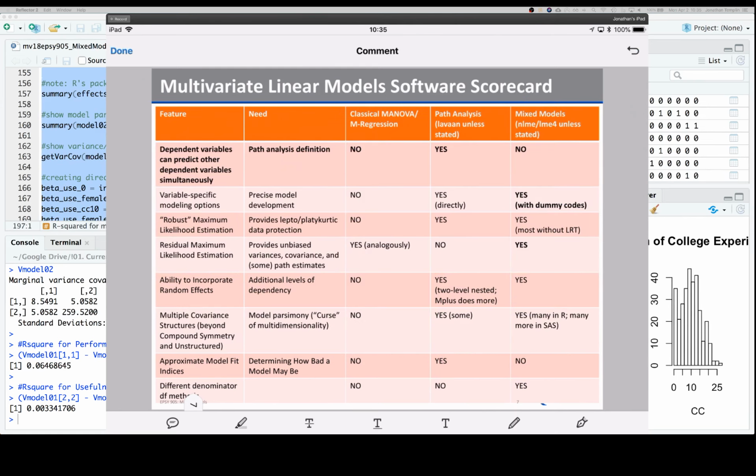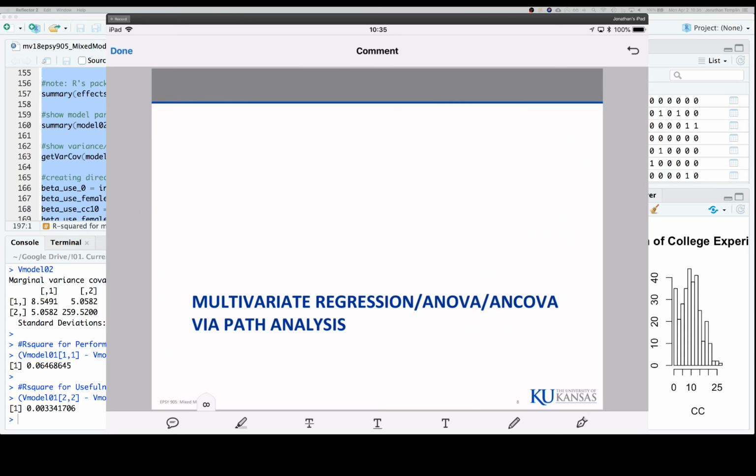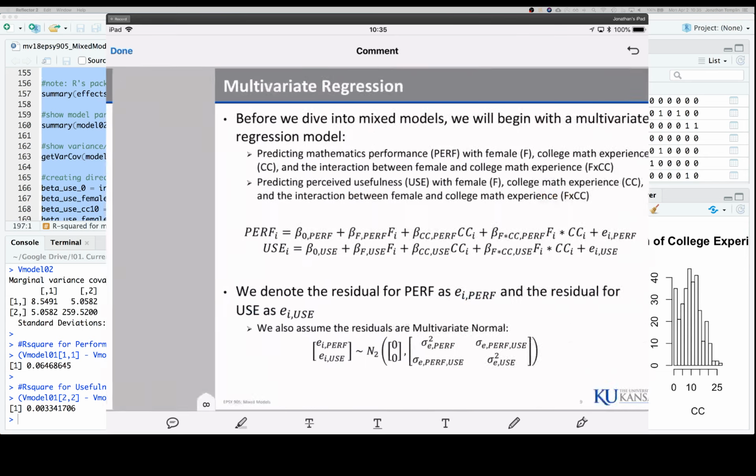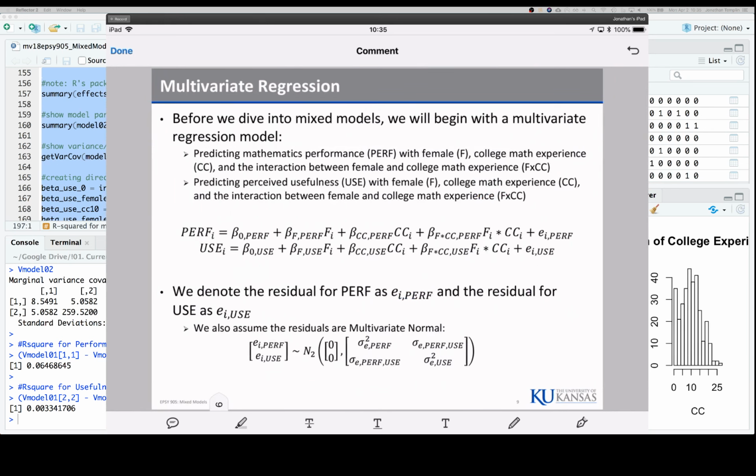So we are now going to do multivariate regression with mixed models. Before we dive in, let's talk about this model that we have built originally. This is the same set of slides that you would see in the path analysis section when we added predictors to our path analysis. We have our two endogenous or dependent variables listed on the left-hand side of the equations.